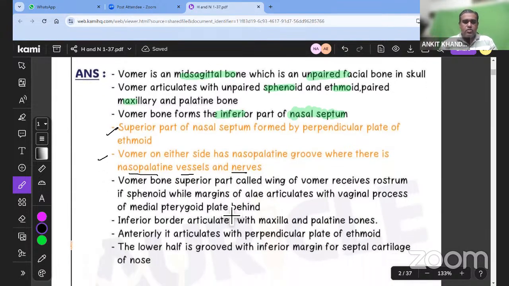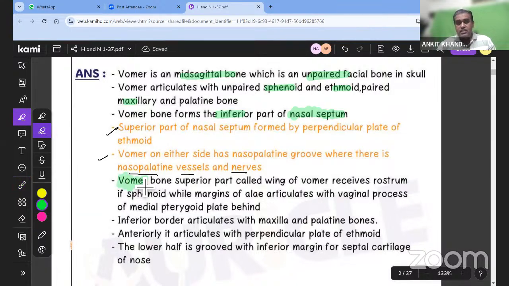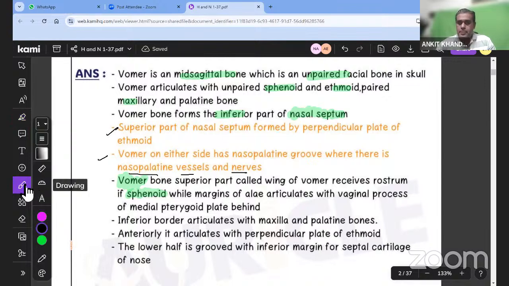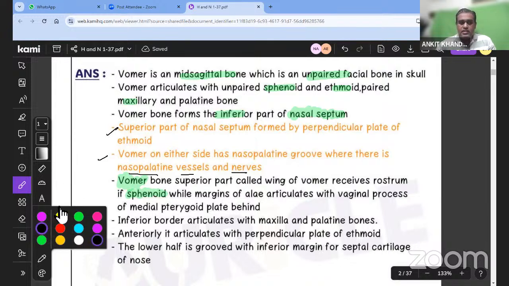Now, there's one more important joint which you should know regarding the vomer. The vomer bone, which is unpaired, a single bone, articulates with the sphenoid, and it forms a very important suture. Can you name it? Think about it. What will that suture be known as? That suture is known as schindylesis.